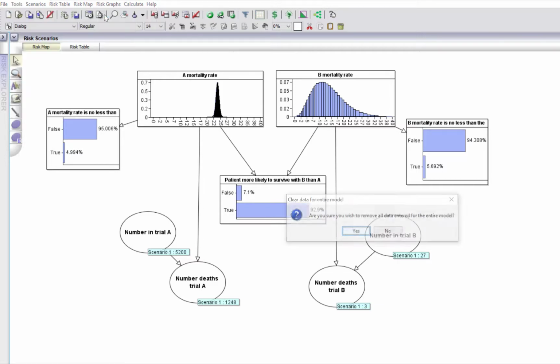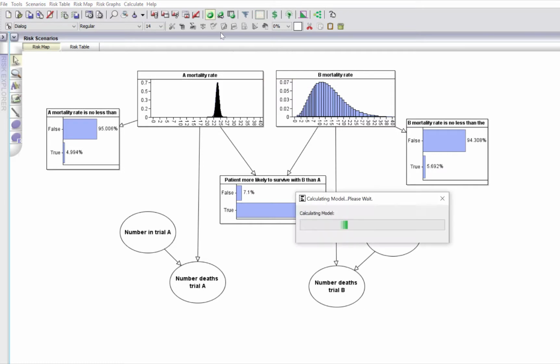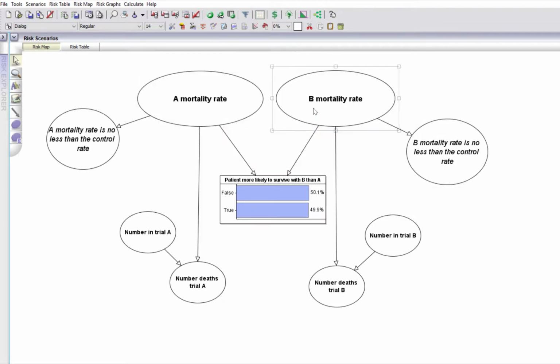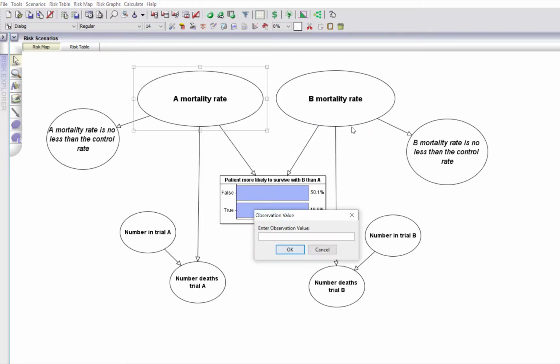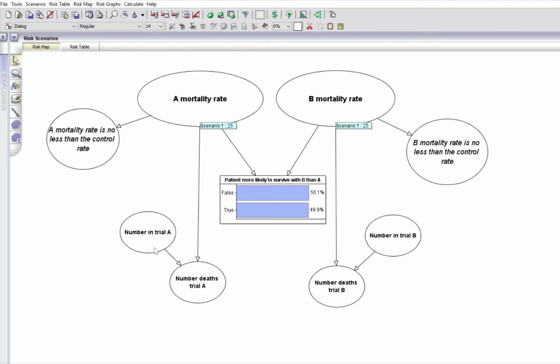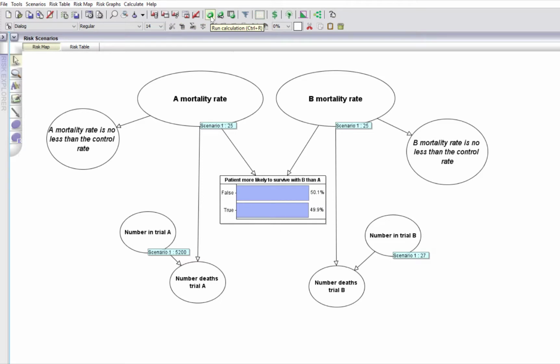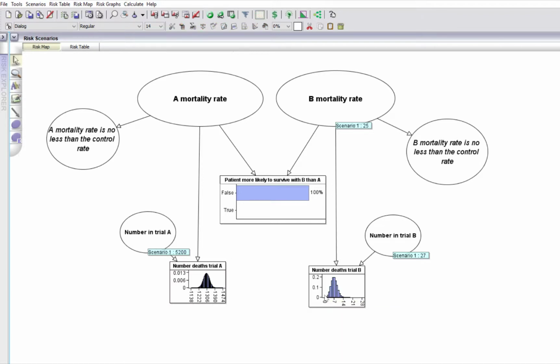Now let's clear everything that we've done and compare what we did there with the classical p-value approach. In this approach, we have to calculate the probability of getting the evidence if the null hypothesis for the treatment is true. So that means we have to assume that the mortality rate is equal to 25% for each of the treatments. Now we're going to enter the number of trials again, so again, number of trials for A, number of trials for B. Now when we calculate the model, we get these distributions for the number of deaths for A and B. The distributions that you see here are just the binomial distributions, where n is 5,200 and p is 25% for A, and n is 27 and p is 25% for B.